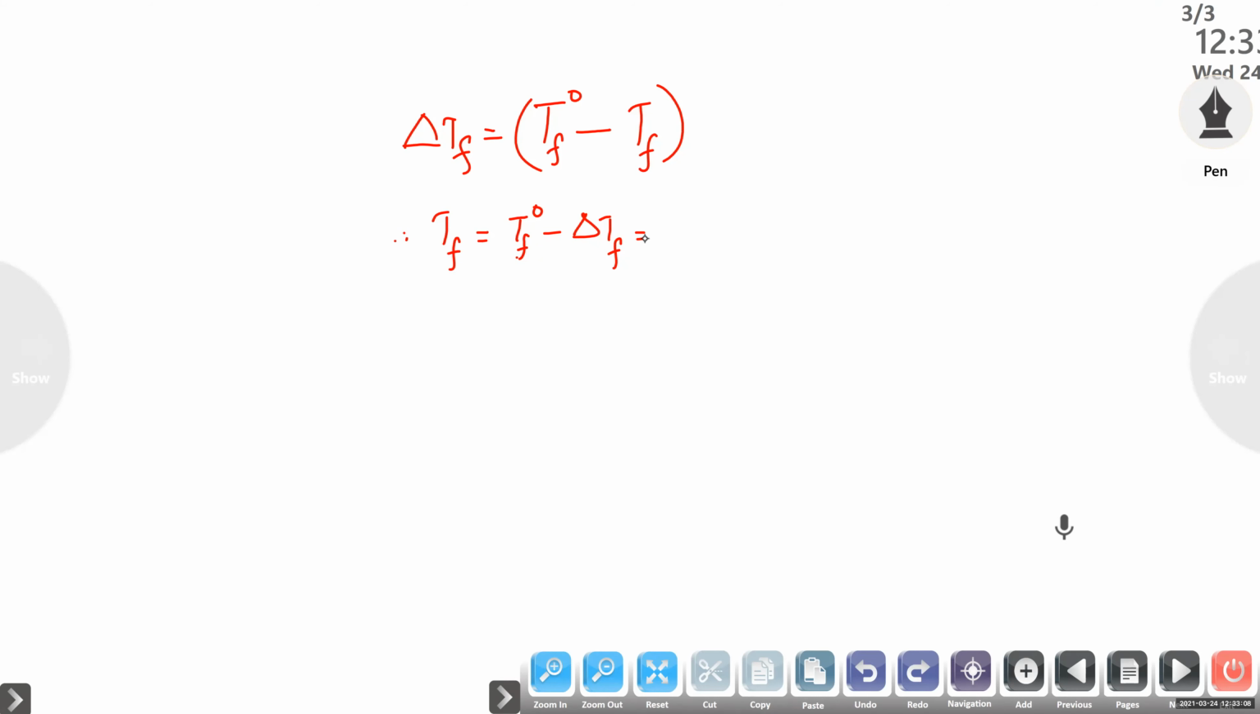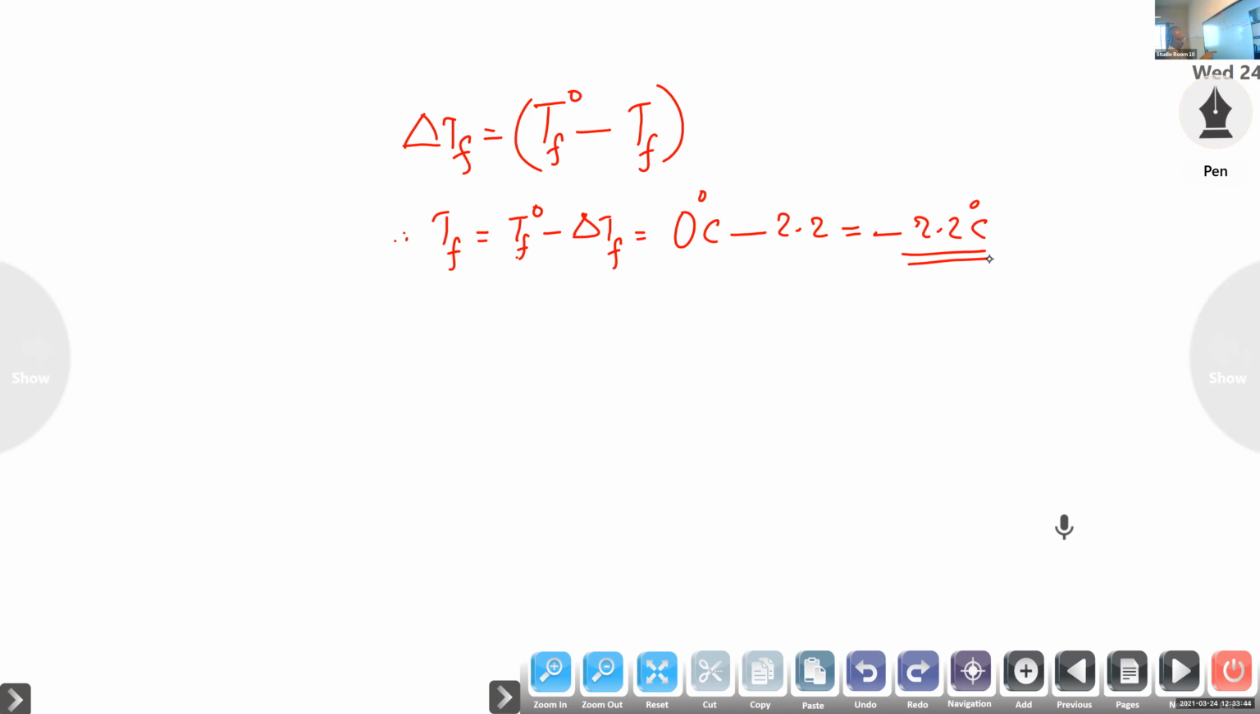0 degrees Celsius. You should be very careful. You can use 0, no doubt, but you must write this degree Celsius. 0 degree Celsius minus, what is delta Tf? 2.2. That is equal to, Emmanuel, complete. Minus 2.2 degree Celsius, with the unit also.